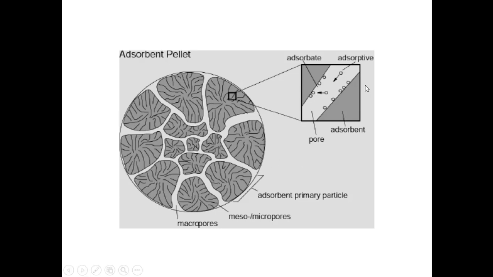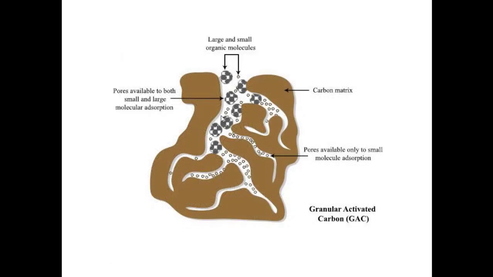And here is a bigger one that shows the adsorbate and how it is attached to the inside surface of the adsorbent. So the adsorption will happen on different sites, some on the outer surface and some on the inner side of the adsorbent. And this is another photo. It shows how the carbon matrix has mesopores, micropores and macropores, and how large and small organic molecules enter and are adsorbed and captured in one small carbon matrix of granular activated carbon.